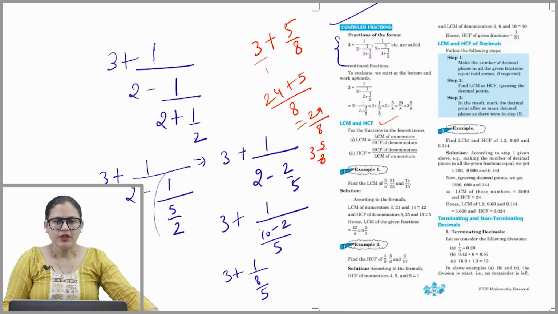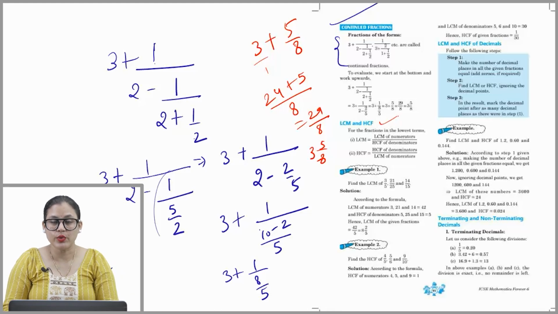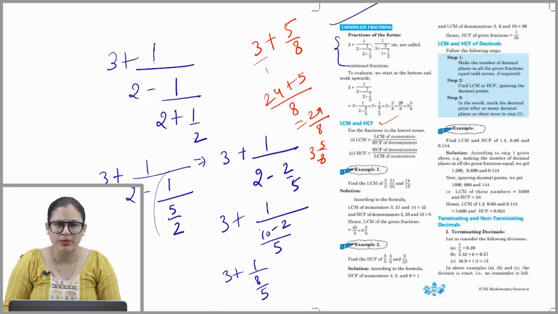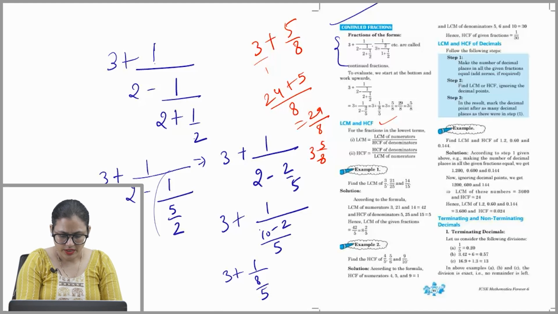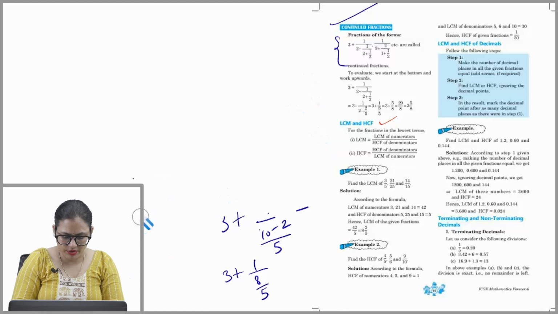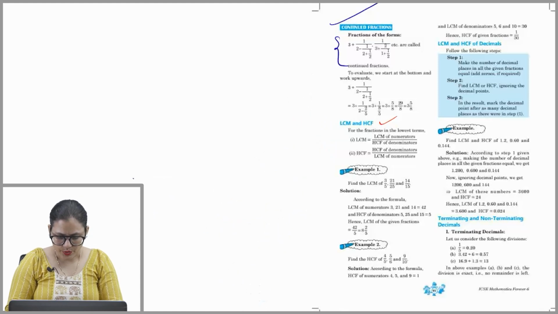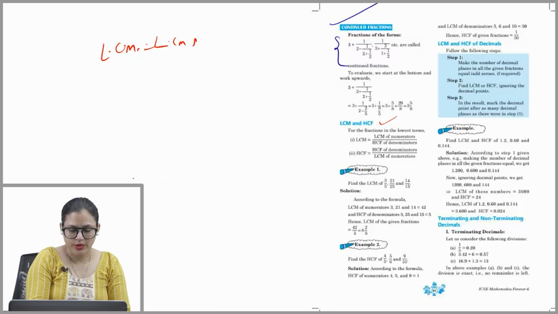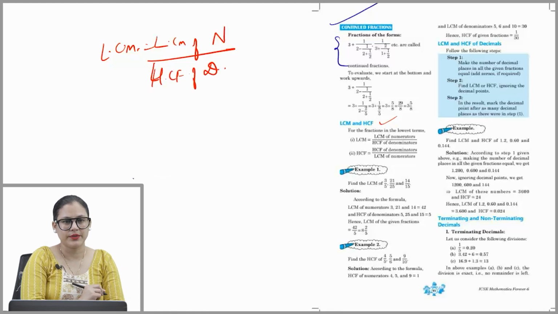Next, LCM and HCF. For fractions in the lowest terms, LCM is equal to the LCM of numerators upon the HCF of denominators, and HCF is the HCF of numerators upon the LCM of denominators, right? Example 1, we have to find the LCM of 3 by 5, 21 by 25 and 14 by 15, okay? Let's do this example. You should remember the formula. LCM is the LCM of numerators upon the HCF of denominators.